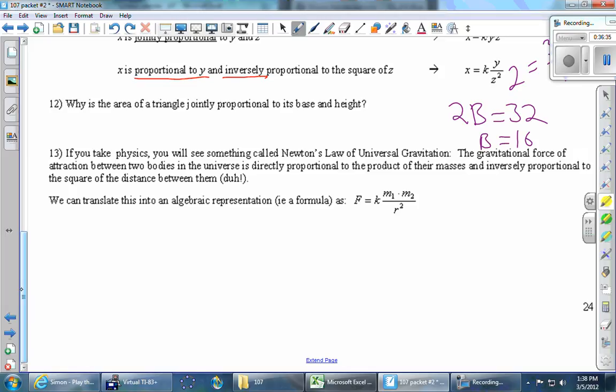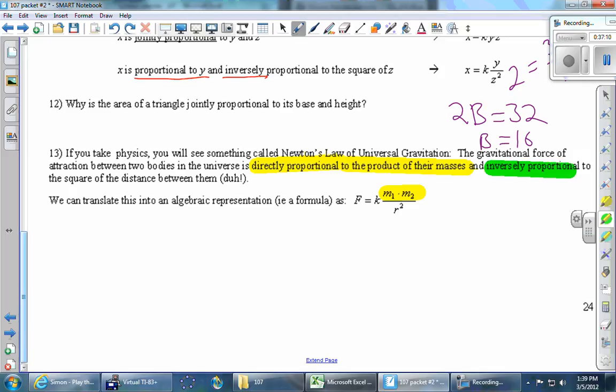Okay, so let's see if we can figure out where all these pieces go. So there's the sentence, and then there's the translated into a formula. That's kind of the new thing for today. All right, so it says directly proportional. Will the thing be on top or on the bottom? Direct puts it on the top, inverse puts it on the bottom. So directly proportional to the product of their masses. Product means what operation? Multiplication. So we're multiplying the masses together and we're putting it where? On top. So right up on top you can see m1 times m2, multiplying two masses together.